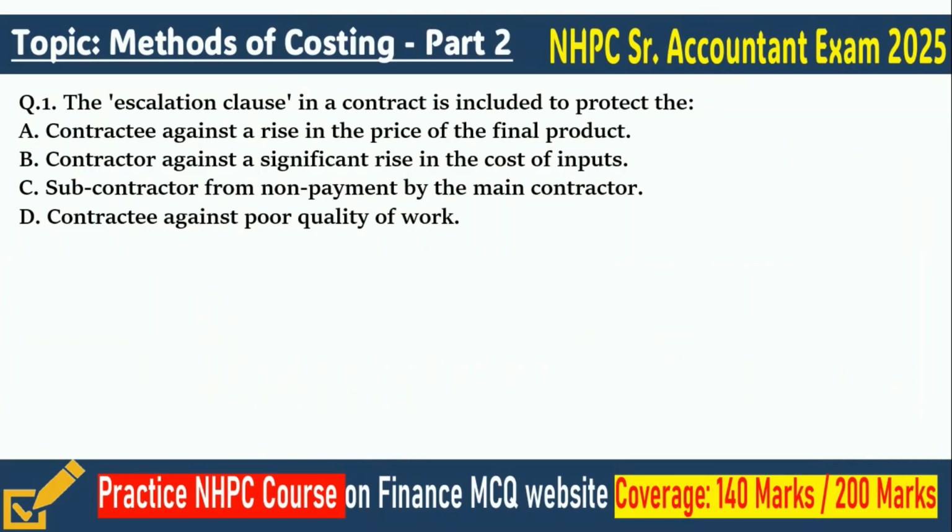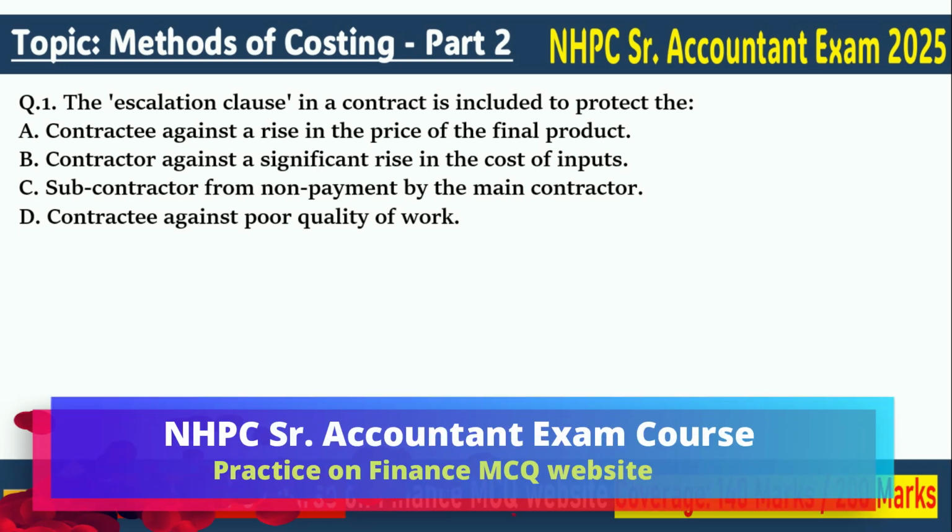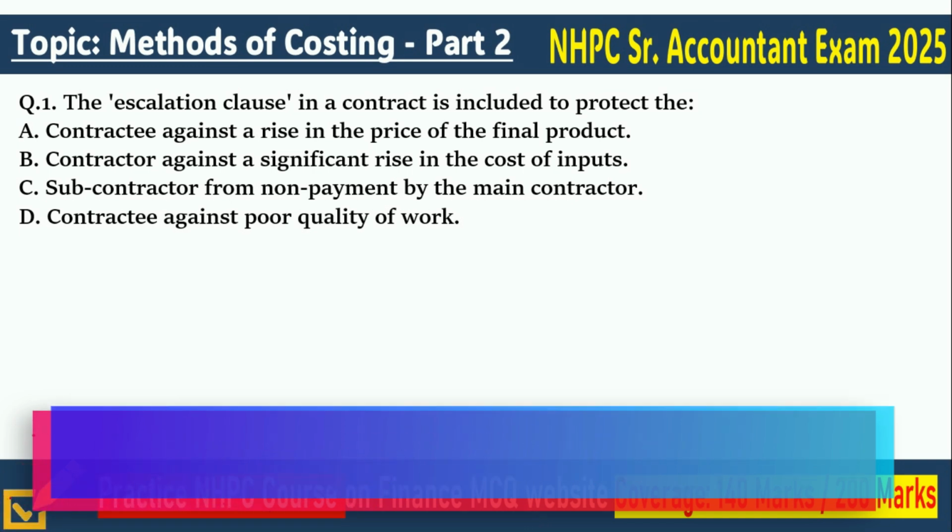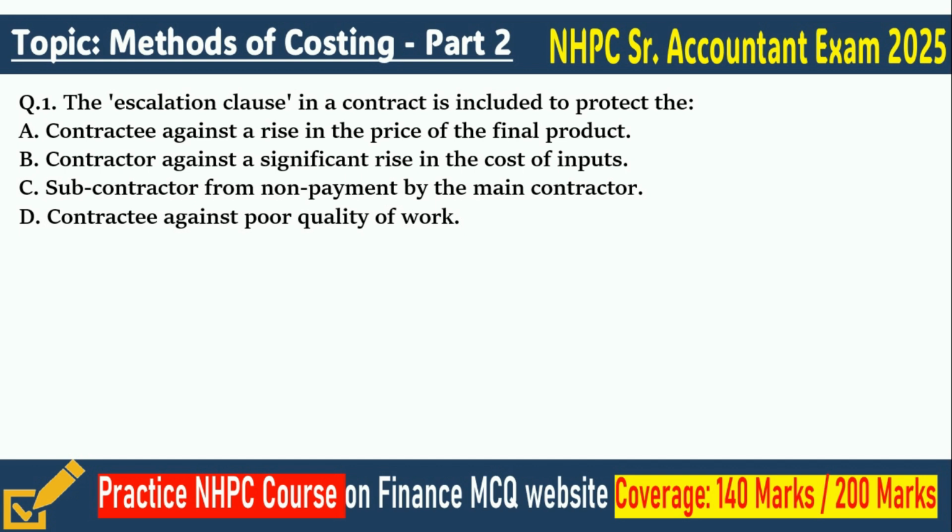So friends, the first question is, the escalation clause in a contract is included to protect the: Option A, contractee against a rise in the price of the final product. Option B, contractor against a significant rise in the cost of inputs. Option C, subcontractor from non-payment by the main contractor. Option D, contractee against poor quality of work. So friends, think over it and let me know the correct answer in the comment box.